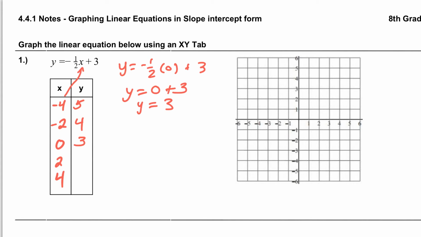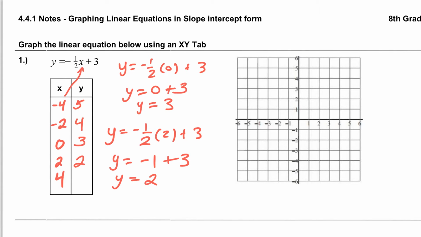Okay. If we plug in 2 for x, it's -1/2 times 2 plus 3. -1/2 times 2 is going to be a -1. And we're looking at -1 plus 3, and -1 plus 3 is positive 2. So when we plug in 2, we get 2 as our output. And then the last one we're going to plug in here is 4. And I'm going to do a little erasing again so we can plug in 4.